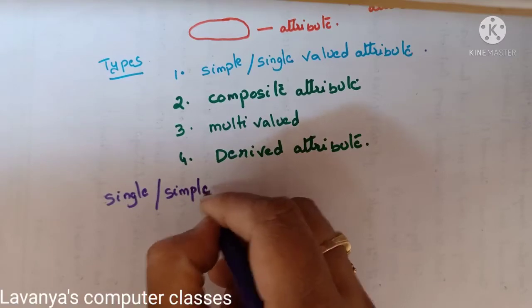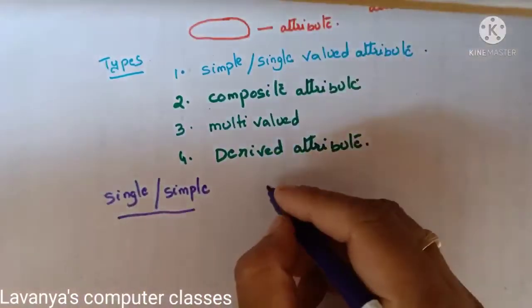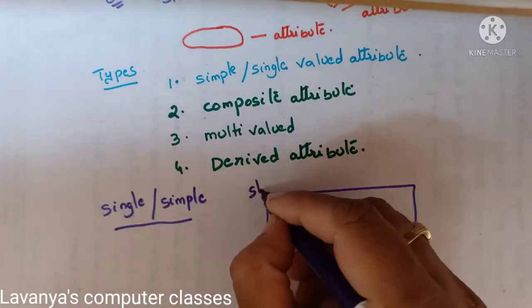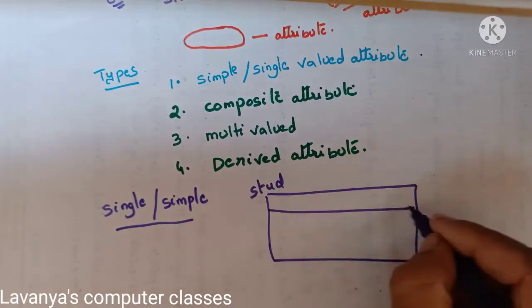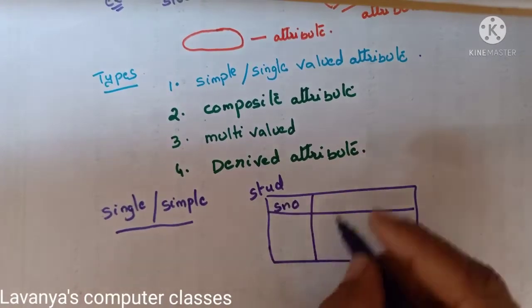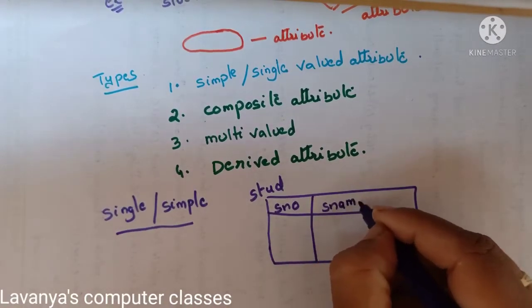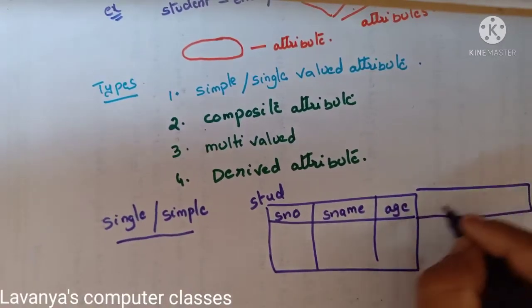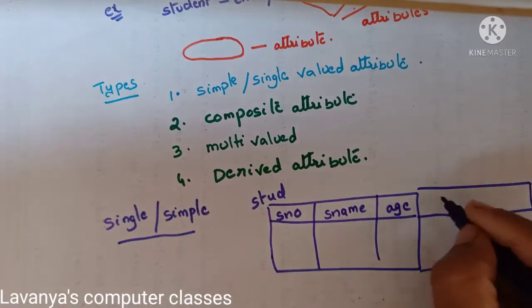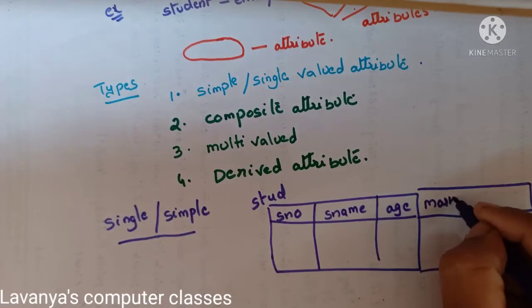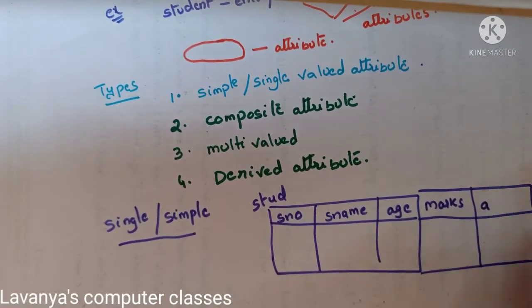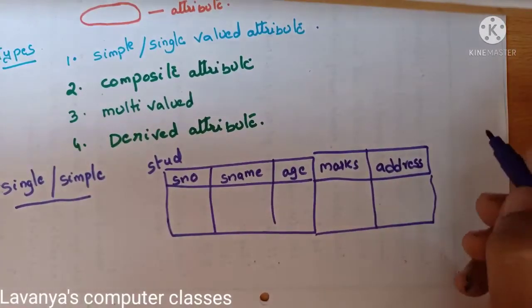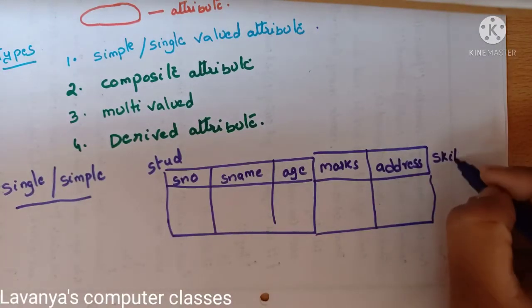Now, what is a single valued or simple attribute? Single valued means it takes only a single value at a time. Simple means the attribute cannot be divided into subparts. For example, here I take a student entity set with some attributes like serial number, student name, age, marks, address.